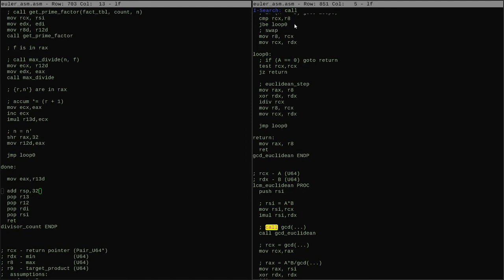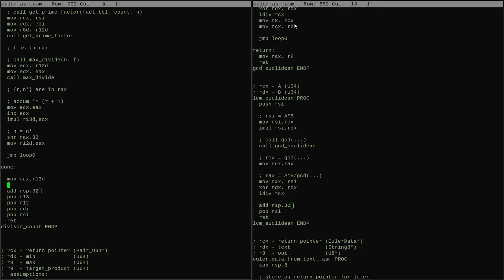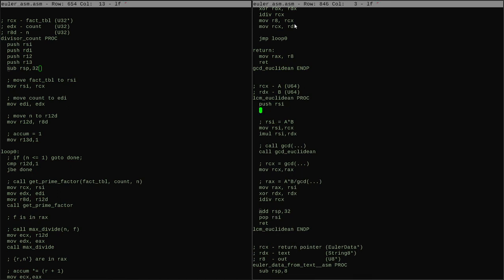More call instructions, GCD Euclidean, LCM Euclidean. So again, let's do add RSP, sub RSP. You can use the shadow space here to save RSI and or store RSI without having to do any pushes and pops.